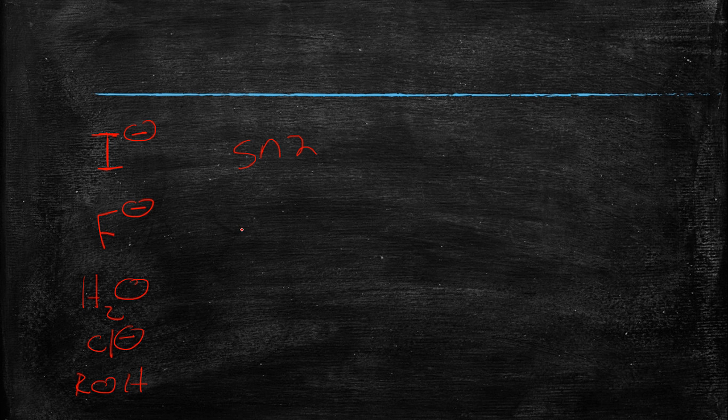Here we have fluorine, a weak nucleophile. So that's going to disfavor SN2, and by virtue of doing that will favor SN1. Water is another weak nucleophile, so it's going to disfavor SN2 and by virtue of that favor SN1. Chloride is a strong nucleophile, so it's going to favor SN2. And alcohol is a weak one, so it's going to favor SN1.